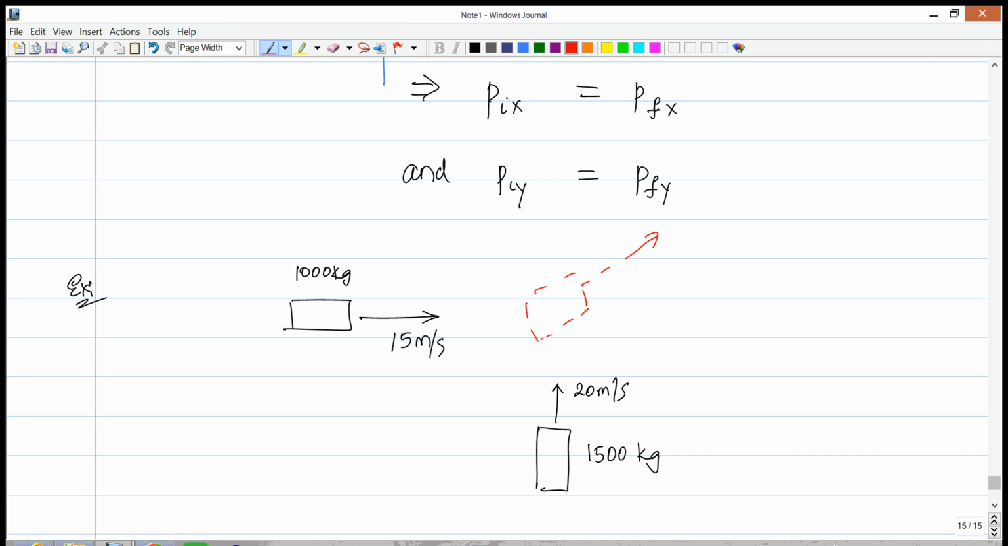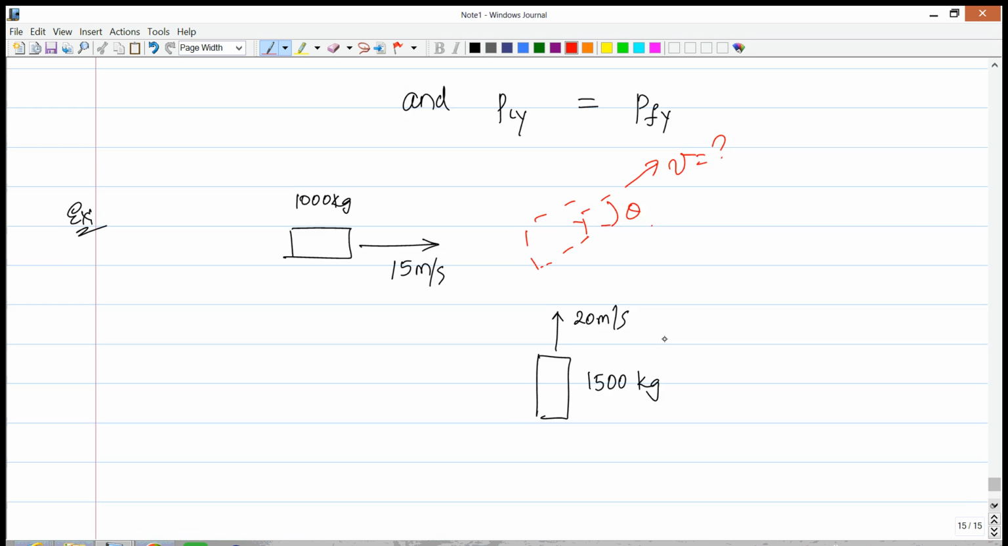Our goal is to figure out the speed with which they travel together, and also the angle at which they will move. So we have two unknowns, and we're assuming that they're going to get entangled. We're simplifying the problem: they get stuck together and move as one unit, and our goal is to find the velocity, which implies finding the speed and also the direction in which they travel.